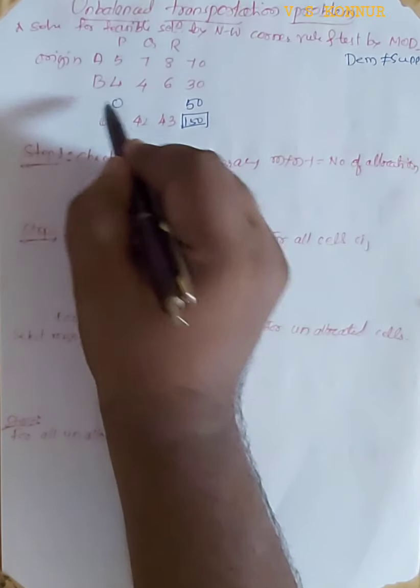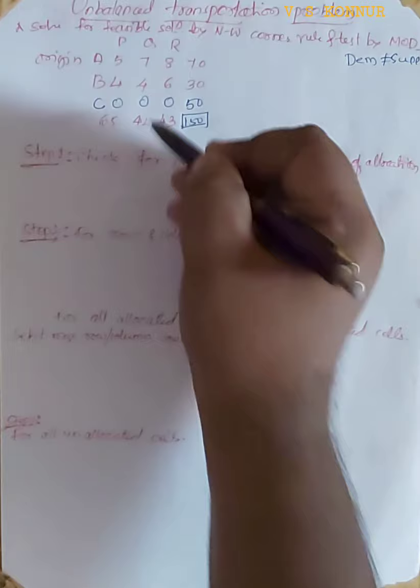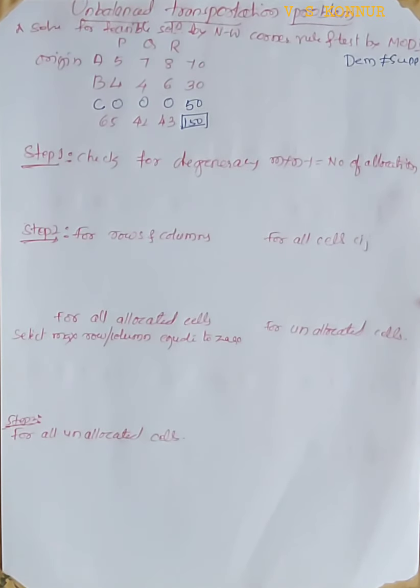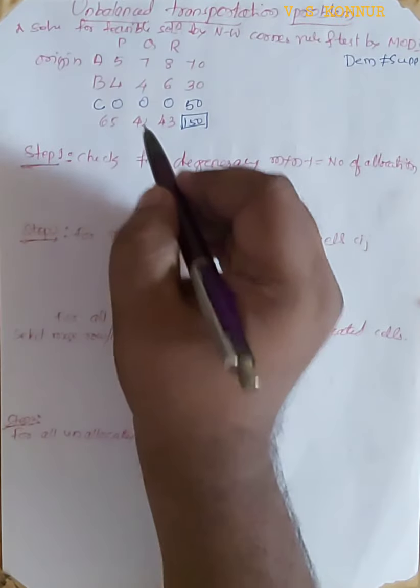For that we should add C as a dummy, with costs 0, 0, 0, and then we have to solve. We can solve it by the northwest corner rule, or by the least cost method, or by the VAM method. Now I have written here northwest corner, so we'll allocate according to the northwest.